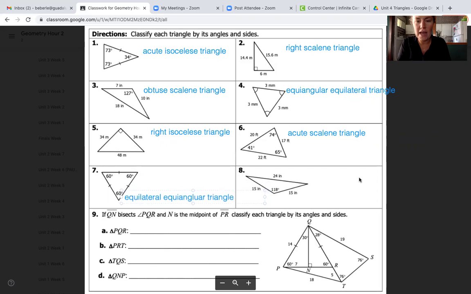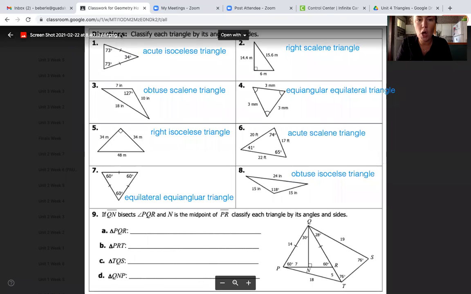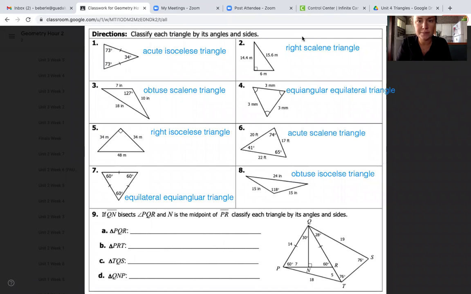All right, looking at this last one in this section, what do we see? Obtuse. It is obtuse, yep. And it's also isosceles. Perfect. How do we do on this? Do we feel good? Maybe? All right, cool. We're going to move on to the next section.